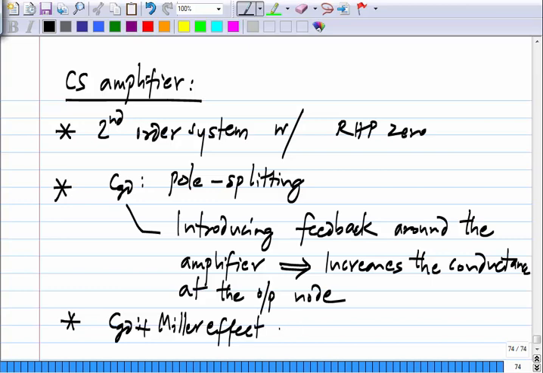Miller effect on CGD means that the input pole will be at a low frequency. Okay. Now CGD goes on increasing, the input pole will move lower and the output pole will move higher to some extent. The output pole will move to higher frequencies to some extent.